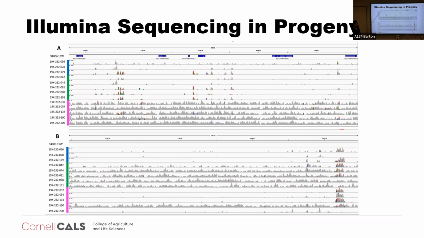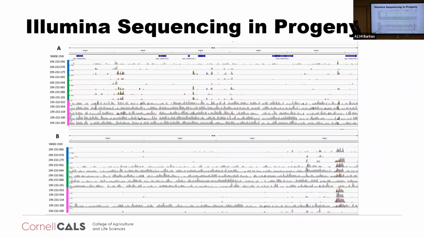The monoecious plants highlighted here in green don't really have any mapping to the female 15W, but they do have pretty good mapping to the monoecious 15WH, confirming their ZWH genotype. And then for the females, we see all 5 have mapping to the regular chromosome 15W from the mother, confirming that chromosome is necessary for female in this cross.